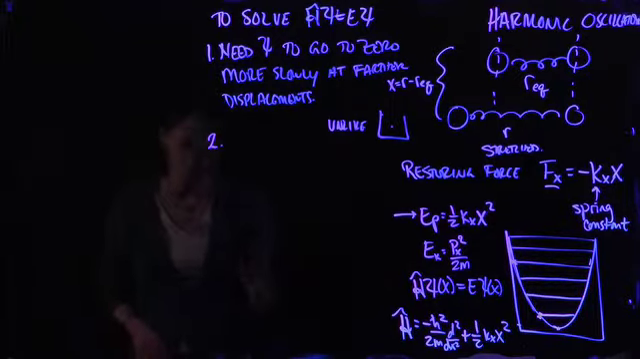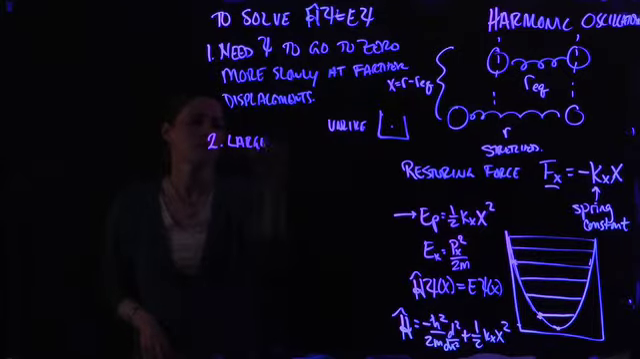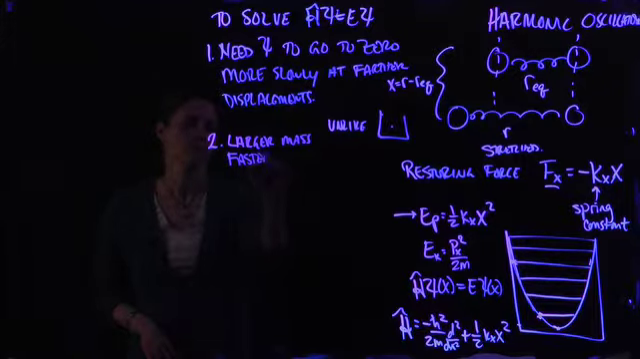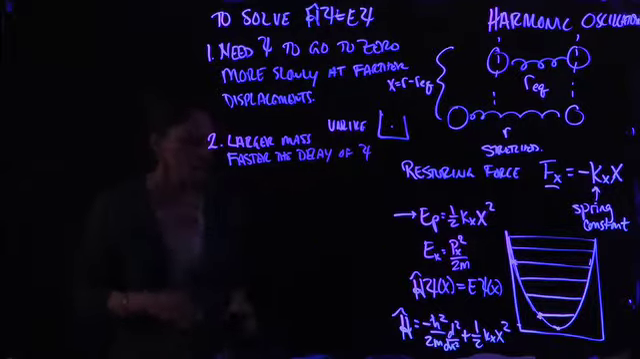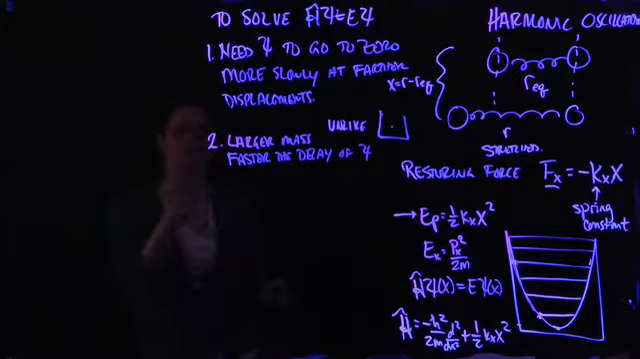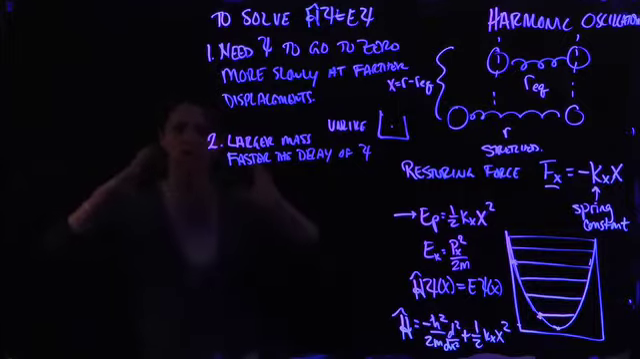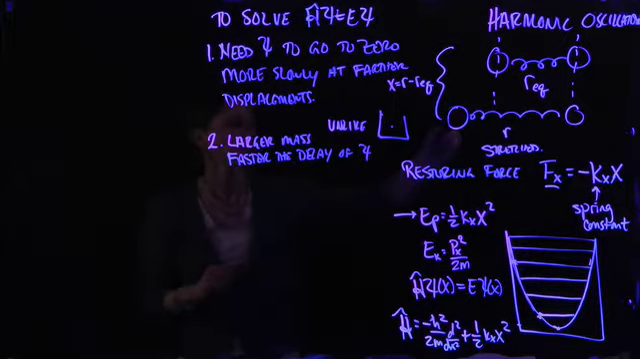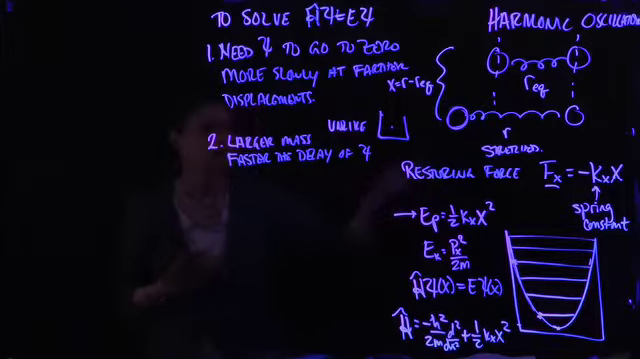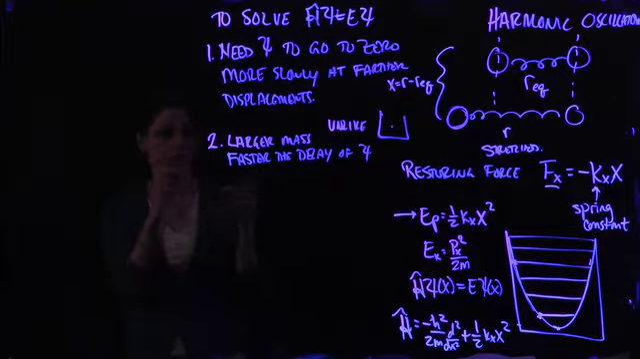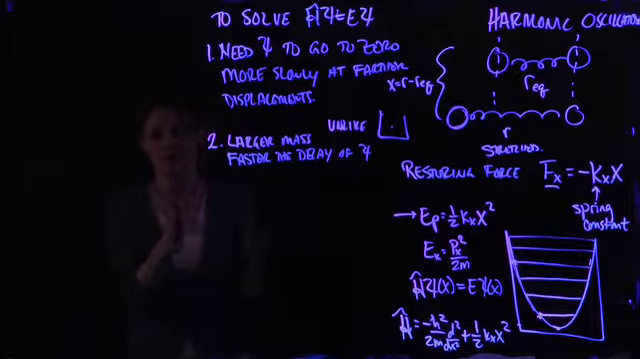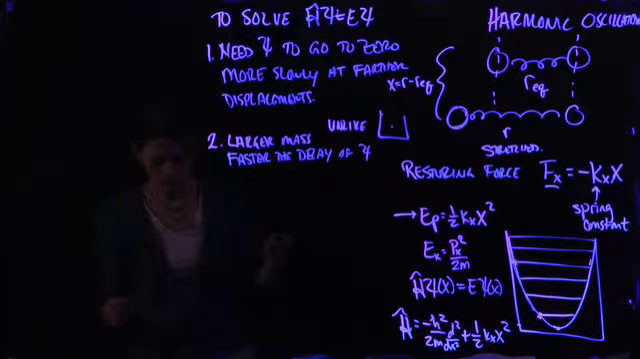Number 2, the larger the mass, the faster the decay of psi. So psi has to go to 0 quicker if you have a large mass on the spring. And so what that means then is if you have, say, hydrogen gas, you just have 2 hydrogens, that's not going to have the same wave function representing the spring or the molecular vibrations as, say, hydrogen chloride, so HCl.